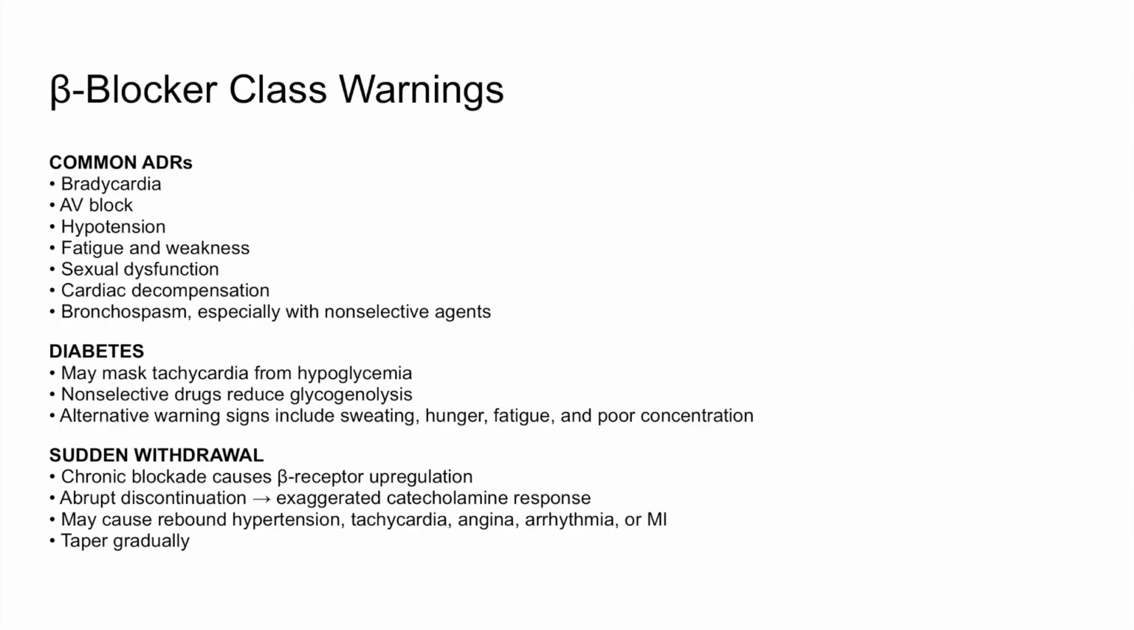Non-selective drugs also block beta-2-mediated bronchodilation, creating the greatest bronchospasm risk in patients with reactive airway disease. In patients with diabetes, beta blockade can heighten tachycardia and tremors during hypoglycemia. Sweating may still occur because sympathetic innervation of sweat glands is primarily cholinergic, as we've discussed. And non-selective agents can additionally impair glycogenolysis, potentially delaying glucose recovery. Chronic beta blockade increases receptor sensitivity, so abrupt discontinuation exposes a sensitized cardiovascular system to normal catecholamines. The result may be rebound hypertension, tachycardia, angina, arrhythmia, or myocardial infarction. So long-term beta blocker therapy should be tapered gradually.